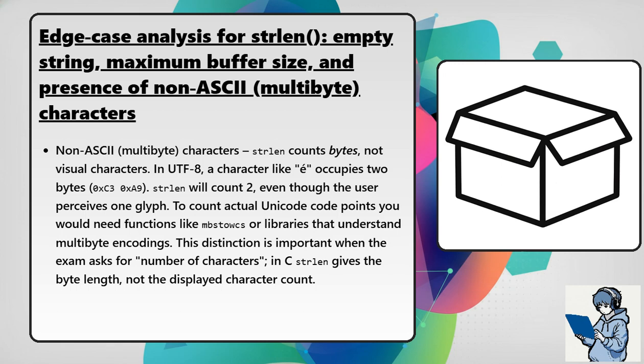In UTF-8, a character like é occupies 2 bytes, 0xC3 0xA9. strlen will count 2 even though the user perceives 1 glyph. To count actual Unicode code points, you would need functions like mbstowcs or libraries that understand multibyte encodings. This distinction is important when the exam asks for number of characters. In C, strlen gives the byte length, not the displayed character count.